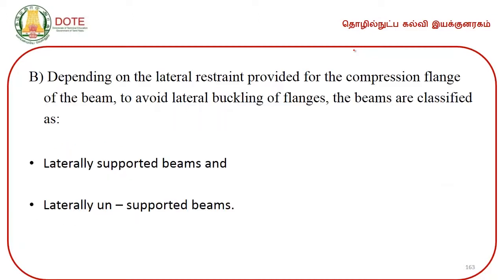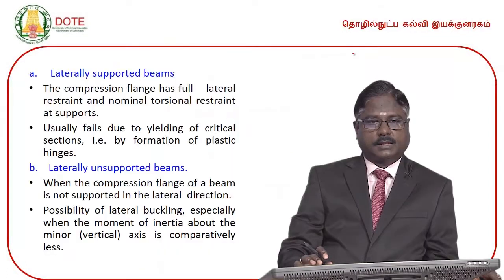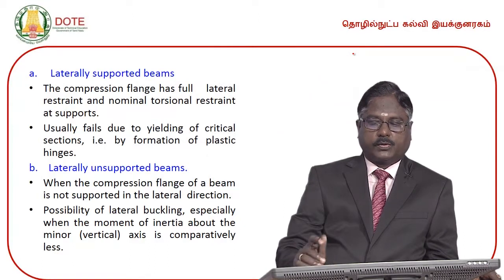And the other classification of beams depends on the lateral support. Lateral restraints are provided for the compression flanges to avoid the lateral buckling of flanges, so that the beams fail by yielding, and these types of beams are called laterally supported beams. In general, laterally supported beams are preferable to the laterally unsupported beams. The other classification is laterally unsupported beams.